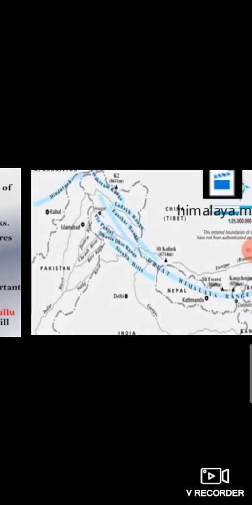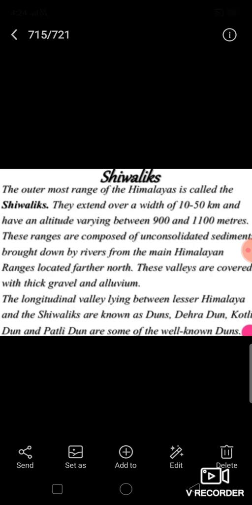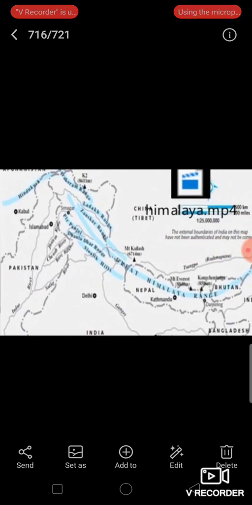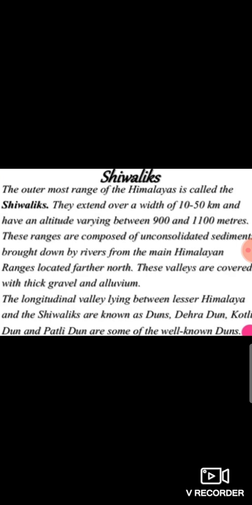Now, students, the outermost range of the Himalayas is called the Shivaliks. They extend over a width of 10 to 50 kilometers and have an altitude varying between 900 and 1100 meters. These ranges are composed of unconsolidated sediments brought down by rivers from the main Himalayan ranges located further north. These valleys are covered with thick gravel and alluvium.